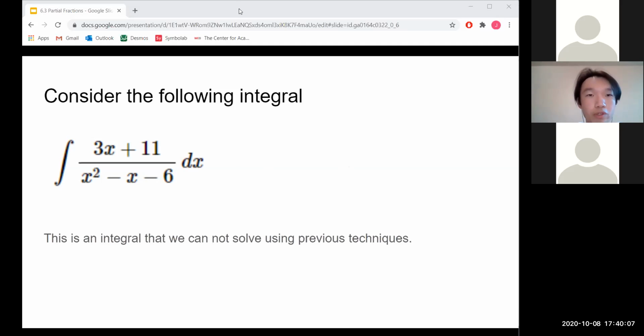Okay, so we don't know how to integrate these types of integrals. What we've learned so far are u substitution, manipulating trig functions, and integration by parts, right? So take maybe 10 seconds just to convince yourself that you don't know how to do this question right here.